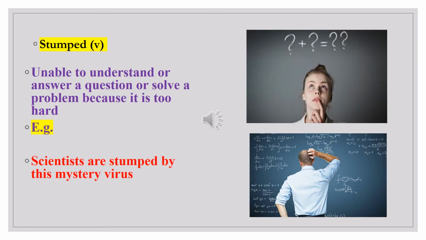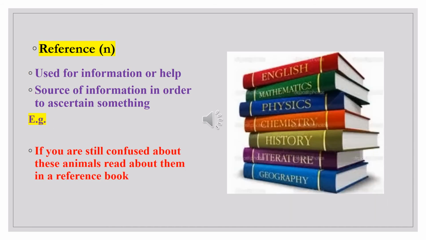Stumped. Stumped is when you are very confused, unable to understand or answer a question or solve a problem because it's so hard. So stumped means very confused. Example, scientists are stumped by the mystery virus. Reference: used for information or help, a source of information in order to ascertain something. Example, if you are still confused about these animals, read about them in a reference book.